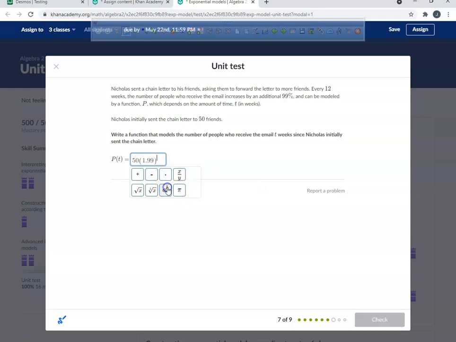All right, raise it to the power t over 12. So not every single week, but every 12 weeks, it gains an additional 99%.